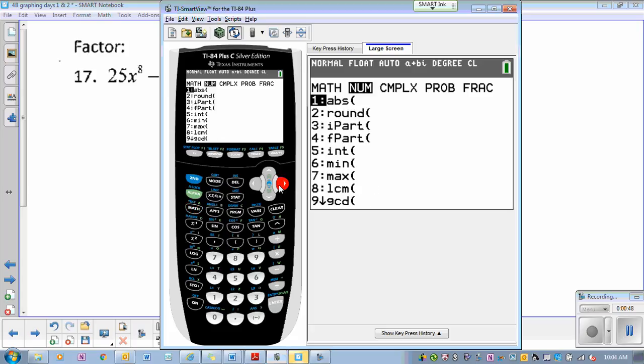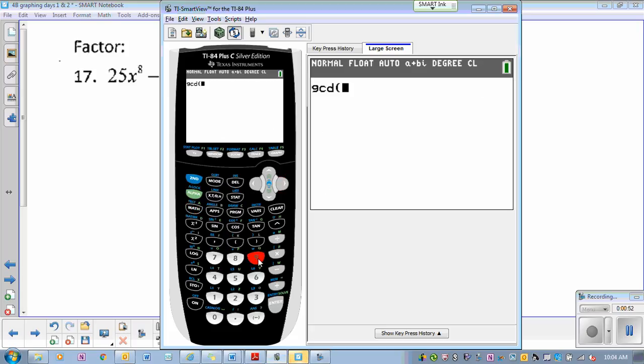Math, number, GCD. And remember, your calculator can't do negatives, and it can only do 2 at a time. So 25, comma 49, 1. So that means I can't bring out anything. I don't want to take out a 1. It's not going to change the problem, right?